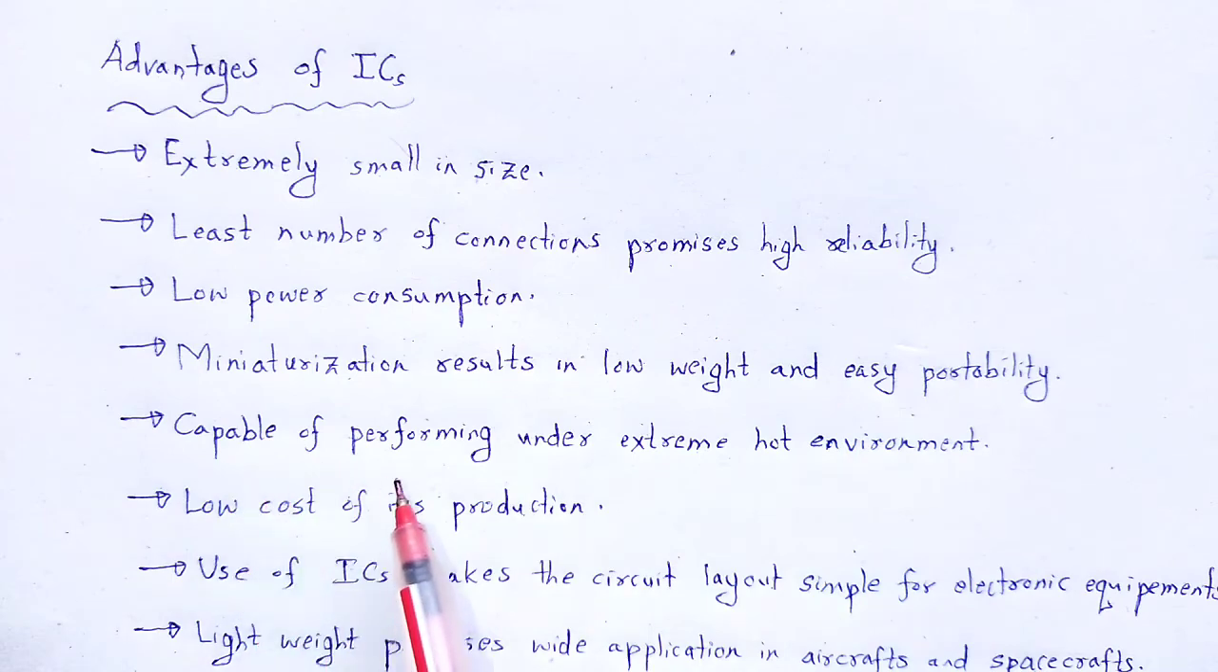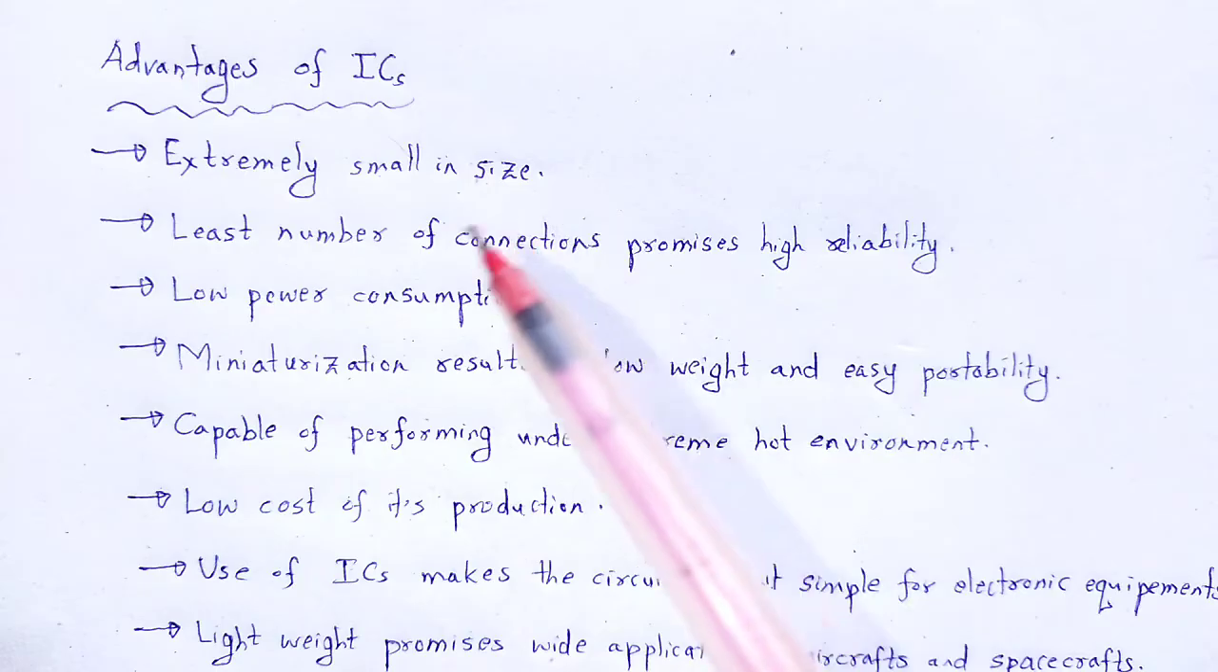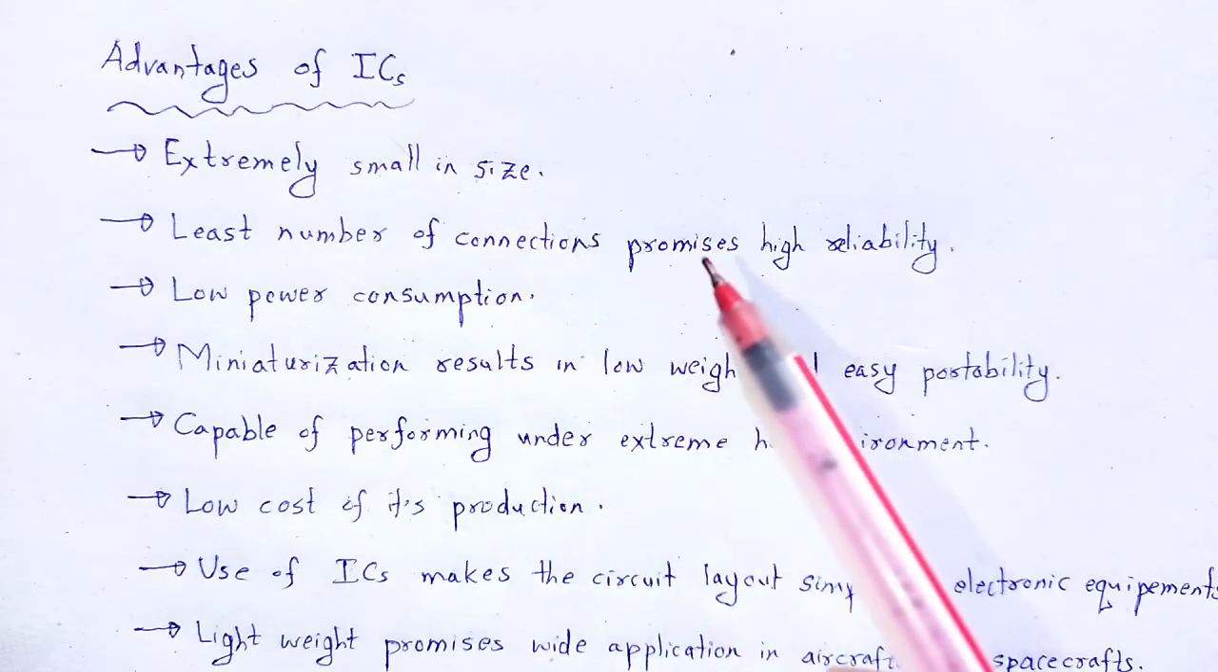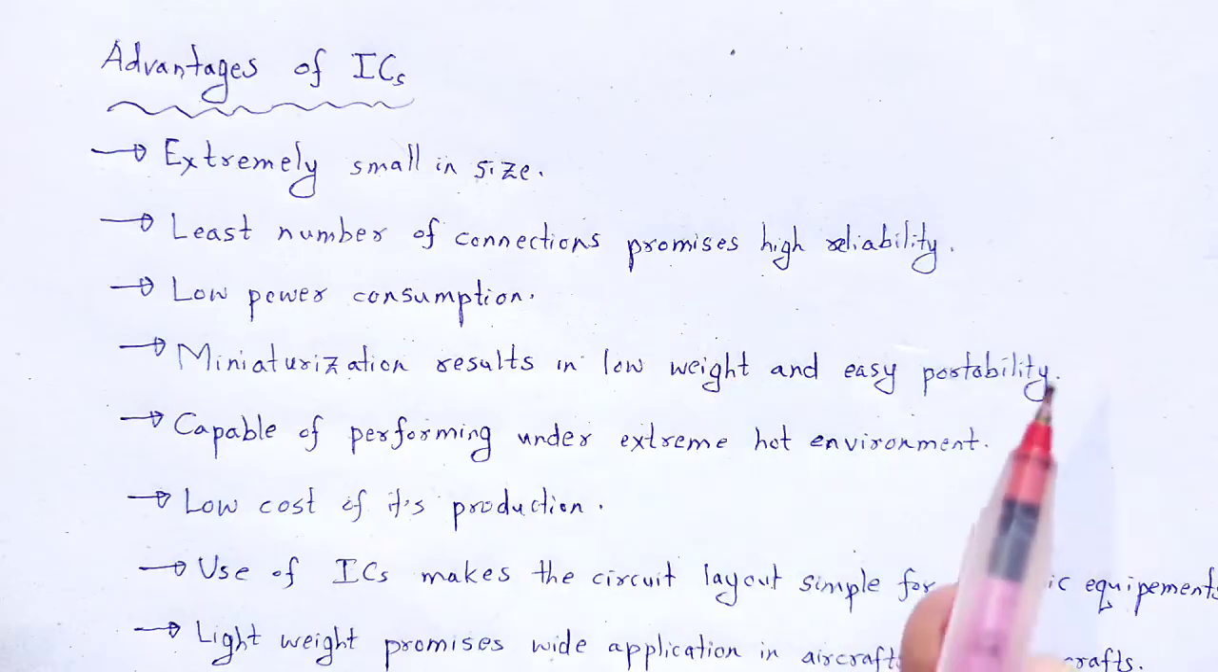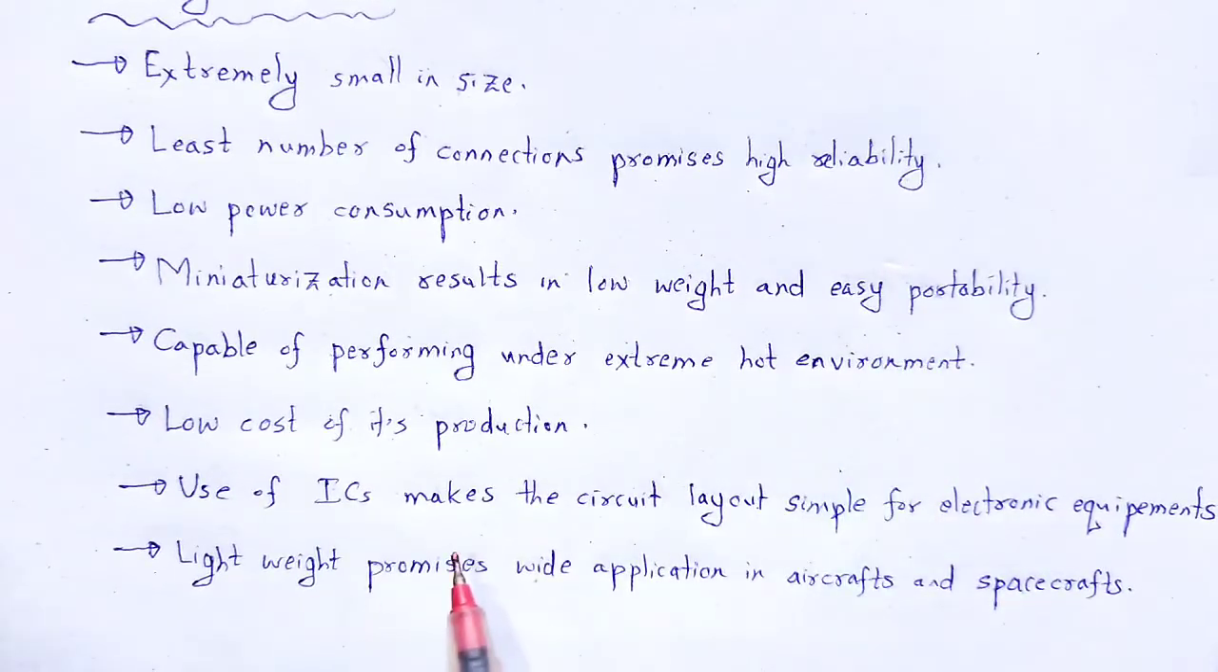It is capable of performing under extreme hot environmental conditions, and its production cost is low. For the production of ICs, a smaller amount of fees is required. Use of ICs makes the circuit layout simple for electronic equipment.